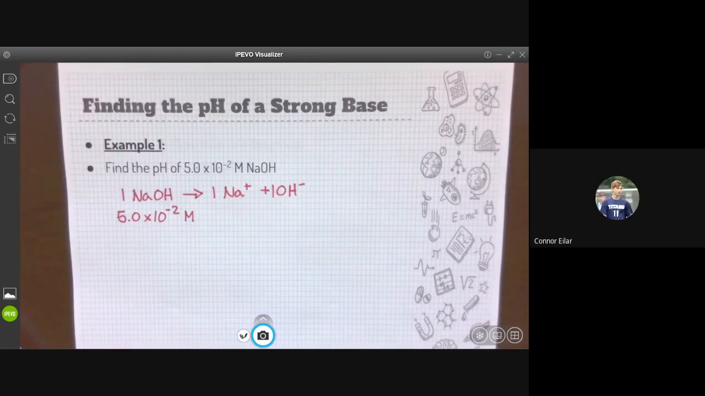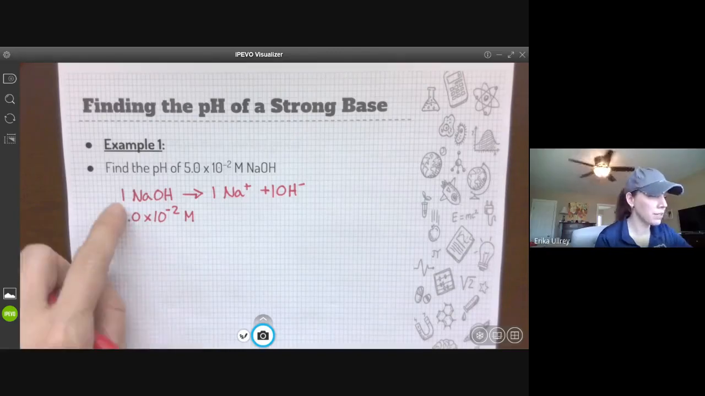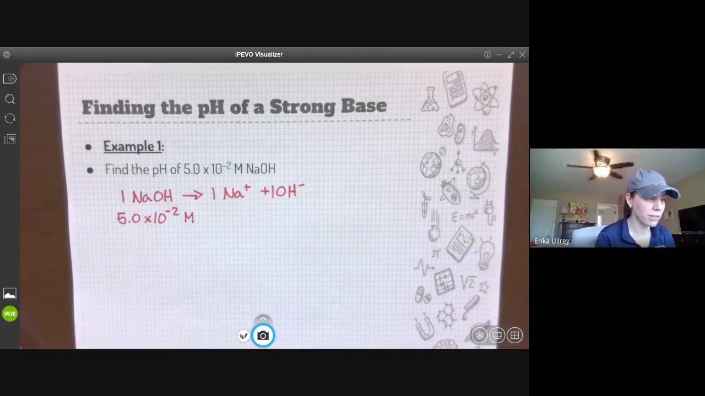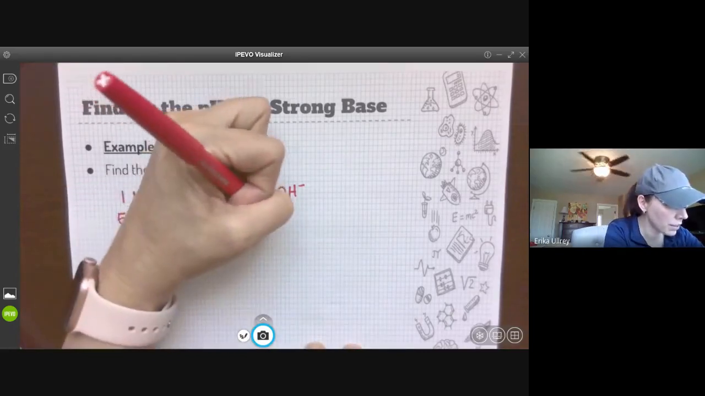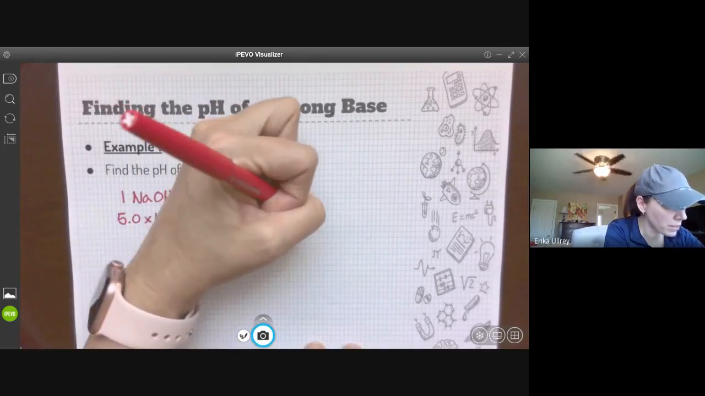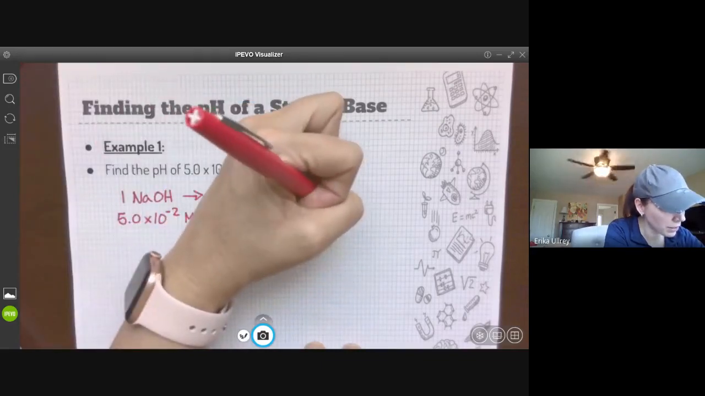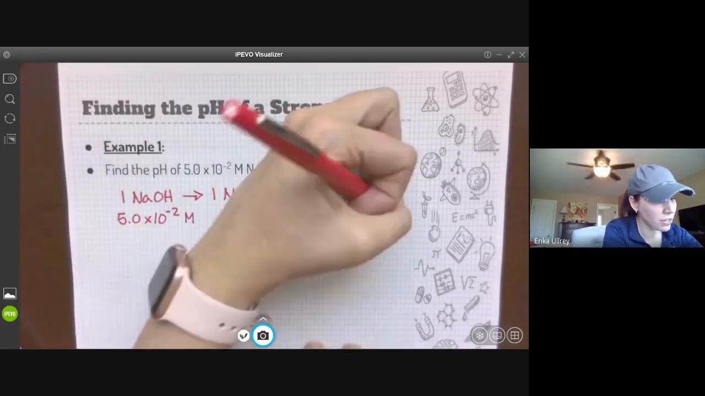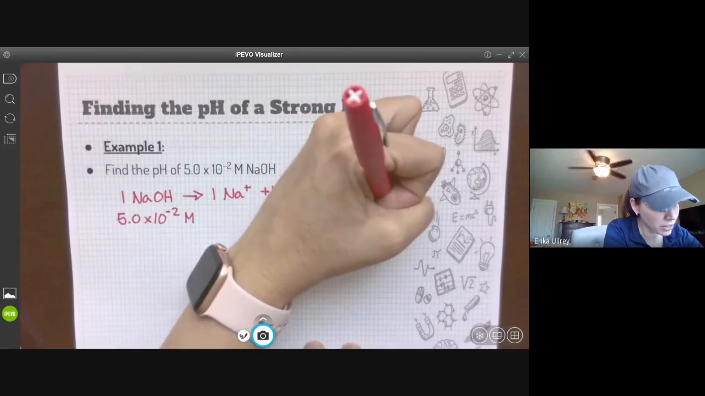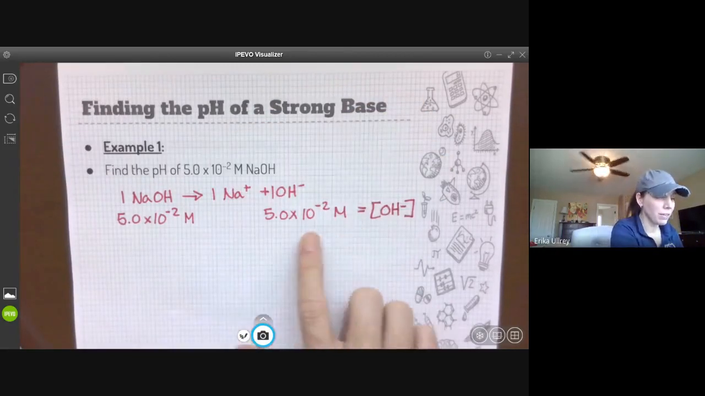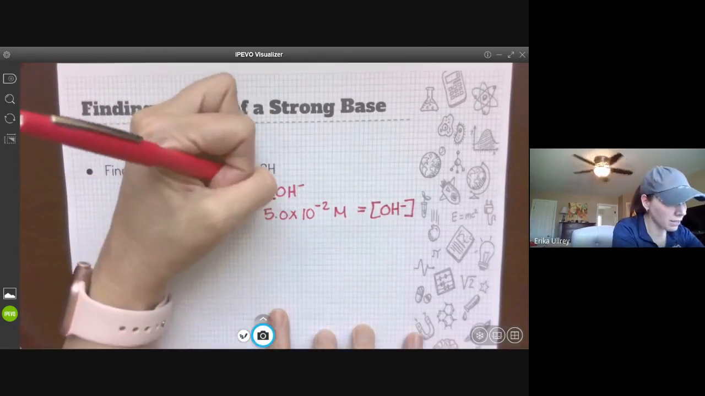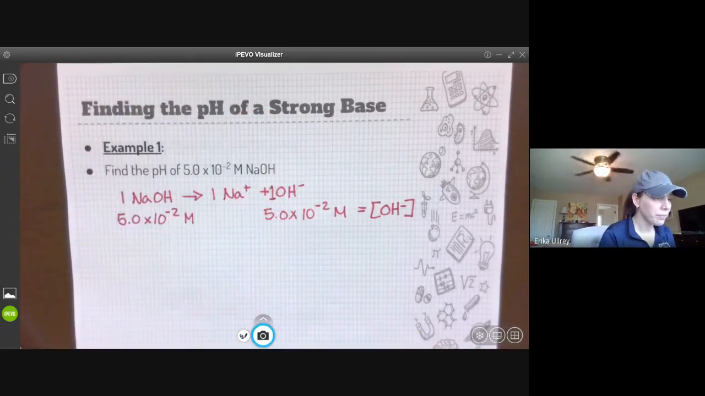It's going to be the same, right? It's going to be absolutely the same because this is a 1-to-1 relationship, so we don't have to multiply, or we're going to be multiplying it by 1, so it would be the same. Yep. So 5.0 times 10 to the negative 2 molarity. This is equal to our concentration of OH minus. That's what we got right there. So we've got this concentration for OH.